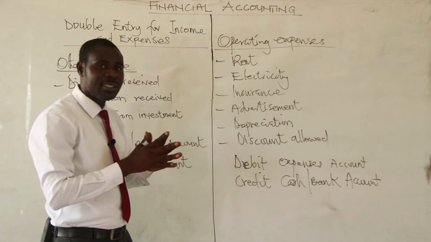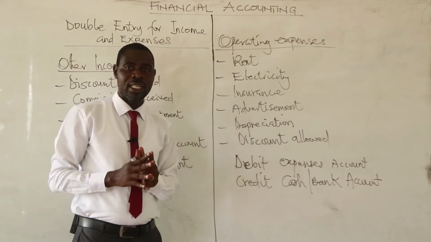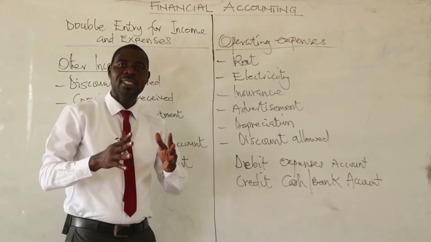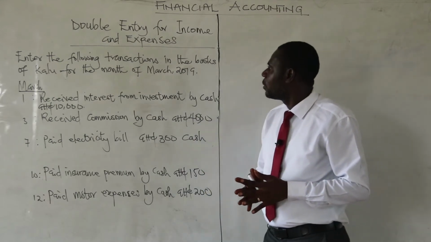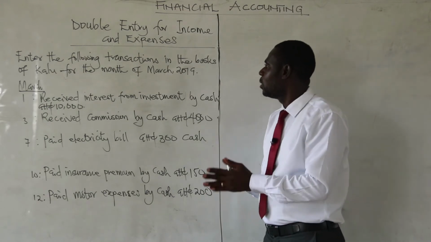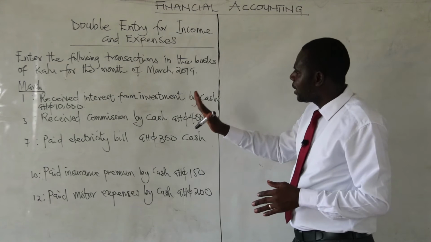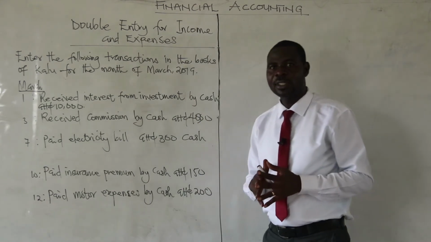So let's now take one simple illustration and see how the recording will be done in the ledger. Let's now look at this illustration on the board. Enter the following transactions in the books of Kalu for the month of March 2019. March 1, received interest from investment by cash, 10,000 Ghana cedis.